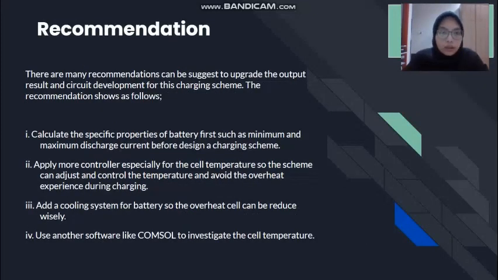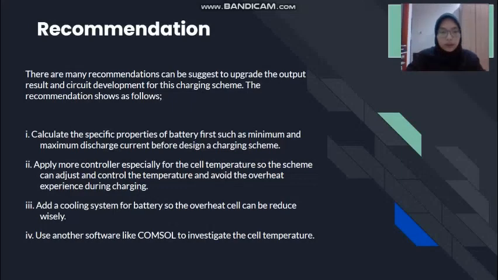For the recommendations, there are many that can be suggested to upgrade the output result and circuit development for this charging scheme. The recommendations are as follows. First, calculate the specific properties of the battery, such as minimum and maximum discharge current, before designing a charging scheme. Number two, apply more controllers, especially for the cell temperature, so the scheme can adjust and control the temperature and also avoid overheating during charging.